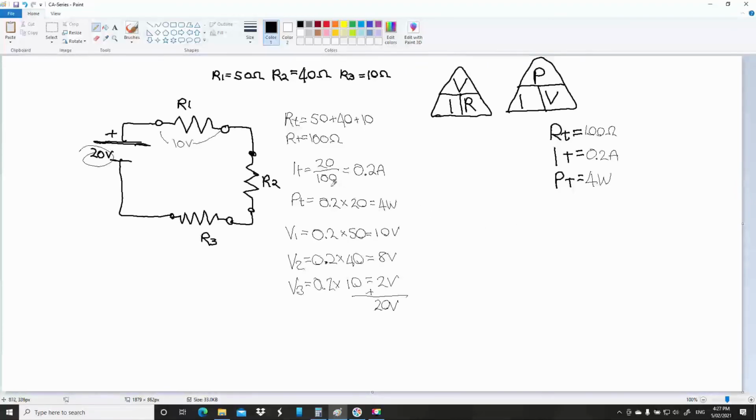Now let's look for the power across each resistor. Look at each resistor's wattage. So remember, P equals IV. So we know the I, 0.2 multiplied, let's call this P1, 0.2 multiplied by the volts. So that's 10 equals 2 watts.